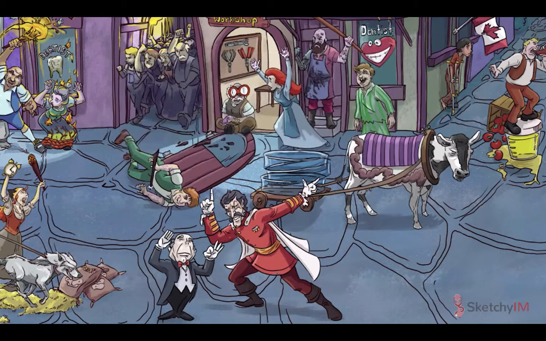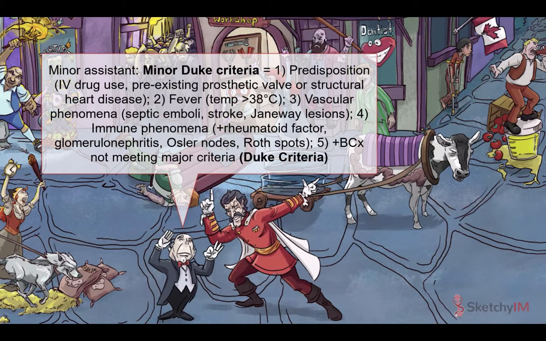Moving on to the Duke's bumbling minor assistant. The 5 minor criteria are less specific for IE. That's why we call them minor. They include predisposing conditions for endocarditis, such as IV drug use, prosthetic valves, or pre-existing structural heart disease. Fever higher than 38 degrees Celsius.